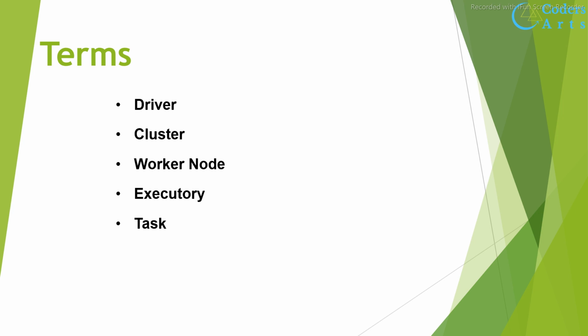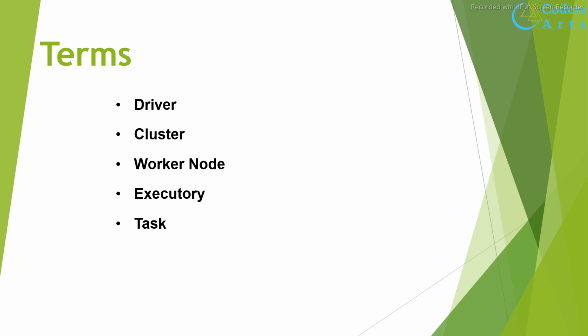The driver program is a process that runs the main function of the application and creates the Spark context object. A Spark application runs as an independent set of processes on a cluster. To run on a cluster, Spark context connects to different types of cluster managers and performs tasks like sending the application code to the executors, acquiring executors on nodes in the cluster, and at last, Spark context sends tasks to the executors to run.